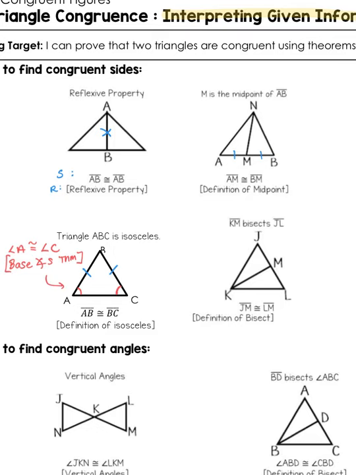The last piece of information that will get us some congruent sides is if we have a bisector. In this problem, we're told KM bisects JL. Bisecting means to cut into two equal pieces. So if KM is bisecting JL, then JL is being cut into two pieces. So we can say JM is congruent to LM because of the definition of bisect.